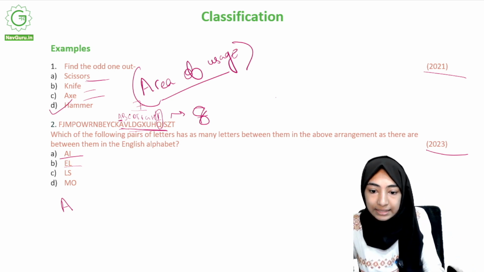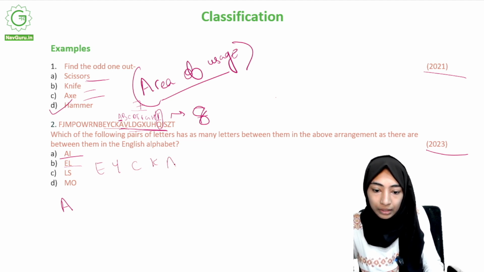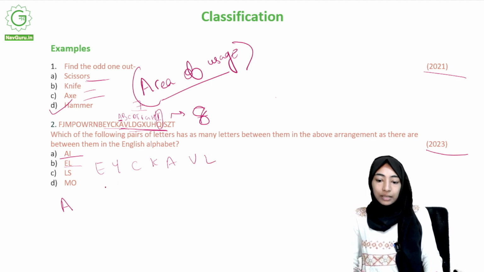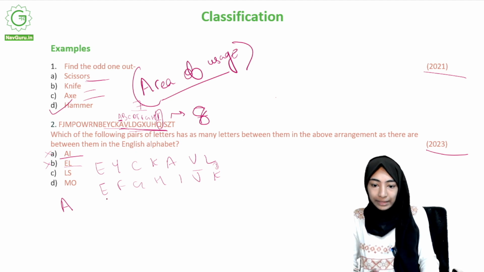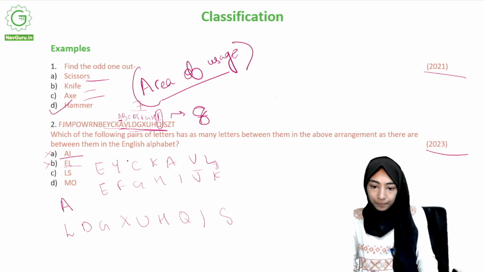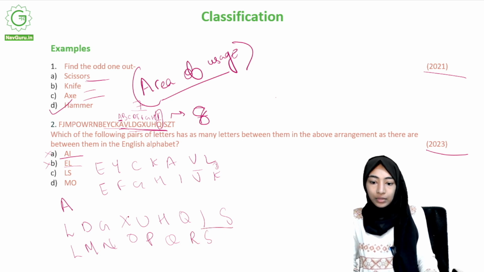Now, next, between E and L. So here, this is what you have. You have E, Y, C, K, A, V, L. How is it actually? A, B, C, D, E, F, G, H, I, J, K. Again, see, not the same. Between L and S. Here, what do you have? In the question, you have L, D, G, X, U, H, Q, I, S, right? U, H, Q, I, S. L, M, N, O, P. This is as per the English alphabet. Q, R, S. Again, not the same. Right, so these 3 do not work.